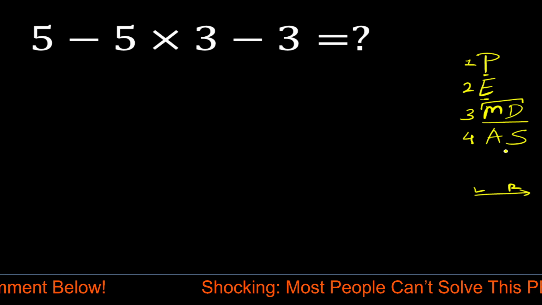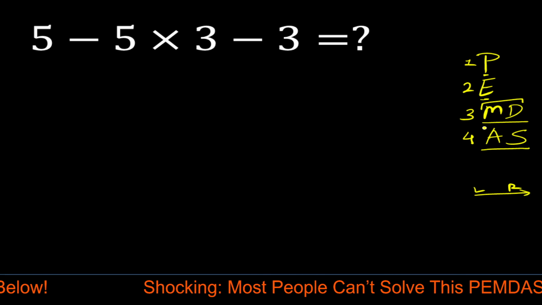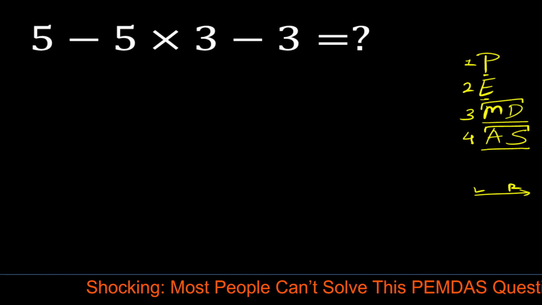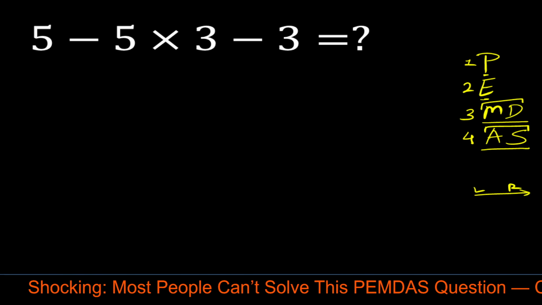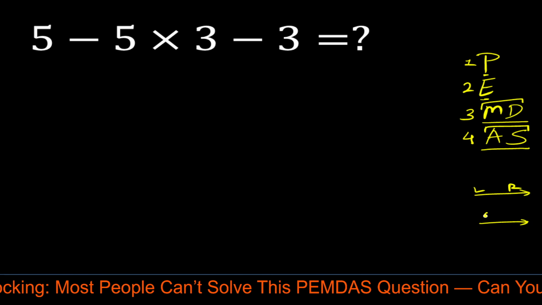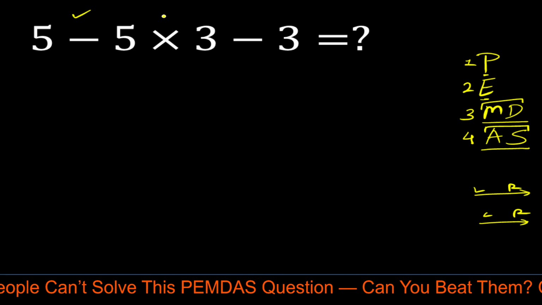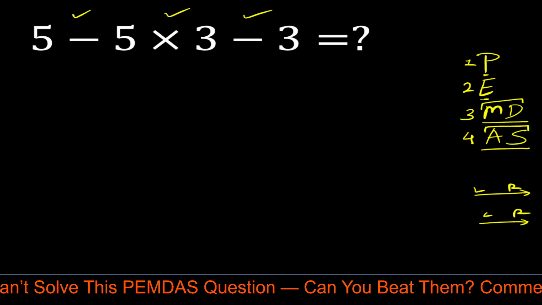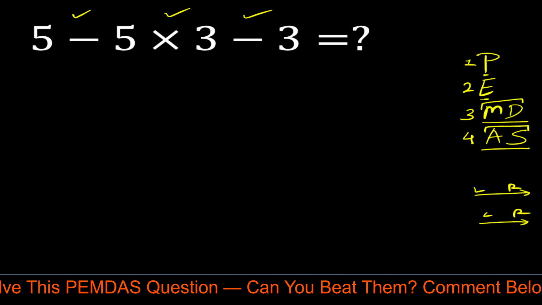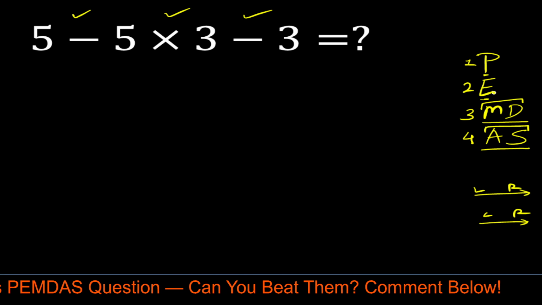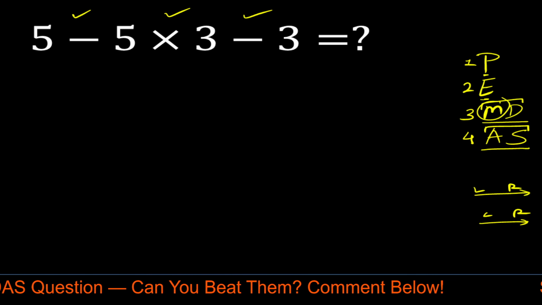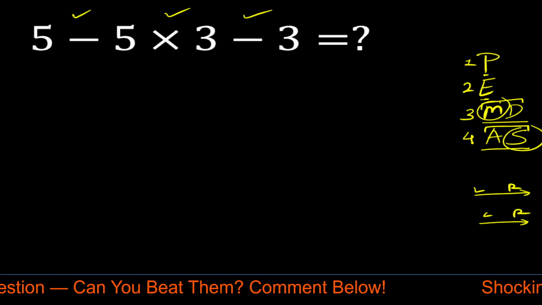Then fourth and last priority is addition and subtraction. Also addition and subtraction both have equal priority, so we have to solve it from left to right. So in this question, here we have subtraction, here multiplication, and here subtraction, right? So according to the PEMDAS rule, first we have to solve multiplication, then we have to solve subtraction, right?